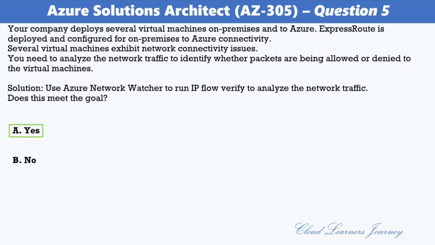Azure Network Watcher IP Flow Verify allows you to detect traffic filtering issues at a VM level. IP Flow Verify checks if a packet is allowed or denied to or from a virtual machine.